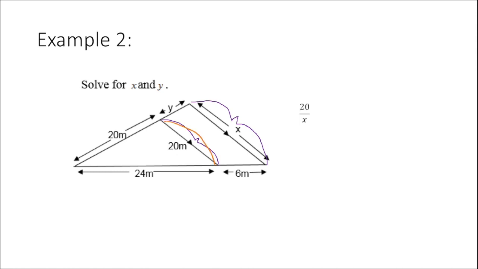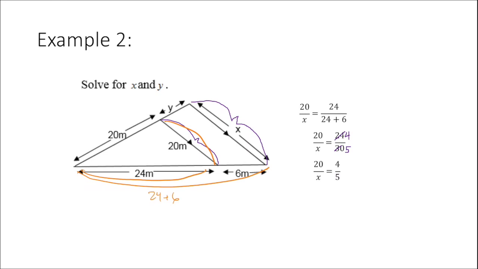20 over x equals small over big, 24 over 30. Small over big, which is 24 plus 6. So divide both sides by 6. We end up getting 20 over x equals 4 over 5. Now we can divide both sides by 4 to get 1 over 5 equals 5 over x. In which case we rewrite it. And that's equal to 5 over 5. It's just a different way of doing algebra. 5 times 5 is 25. X equals 25. I'm done the question.